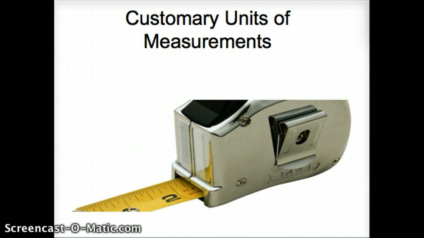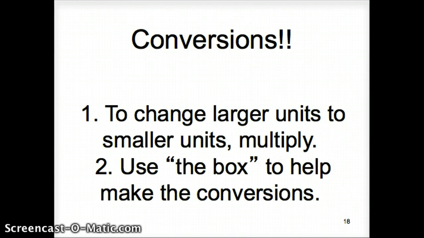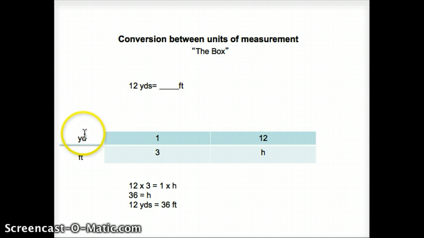Okay, so there's one way. So we're going to look at a couple others real quick. You can use the box to help change from larger units to smaller units, and you do it by multiplying. Same thing. So if you'll set it up, you put your large units on top, smaller units on bottom, and then this part comes from your math chart. So 1 yard equals 3 feet, and then you come over here.